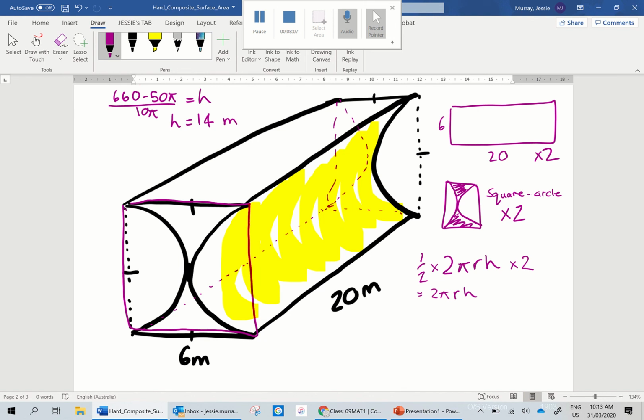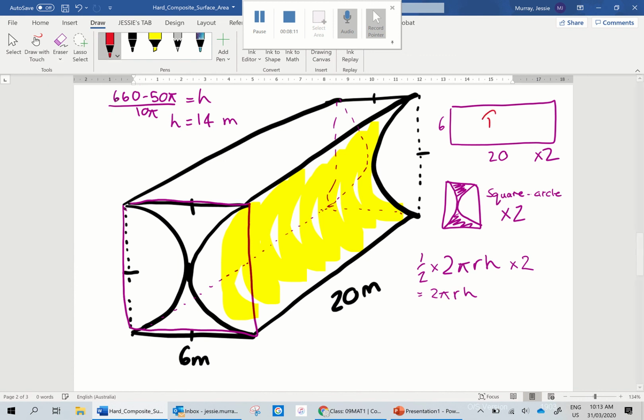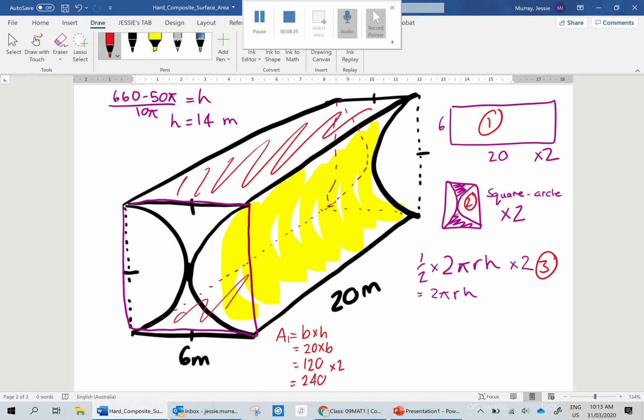Okay, I'm going to break it down. I'm going to call this one area 1, area 2, and area 3. I'm not going to pause the video, so I could imagine a few people might have struggled with it, so let's have a look. So area 1, base times height, 20 times 6, 120, and multiply that by 2 gives me 240. So there is the top and the bottom rectangles done.